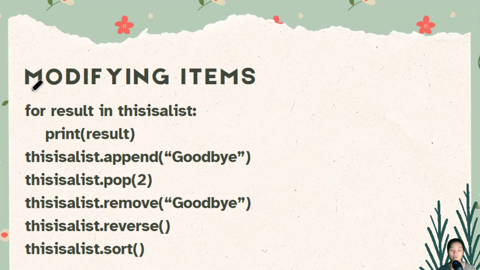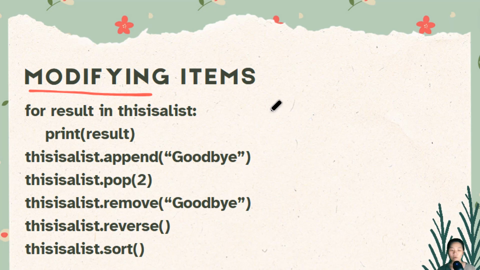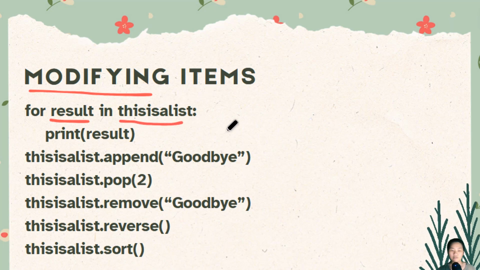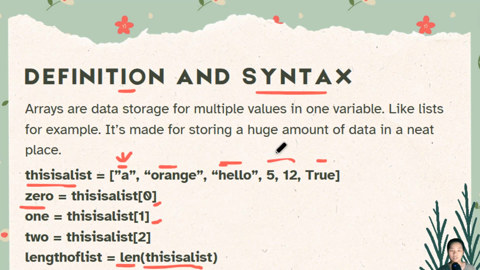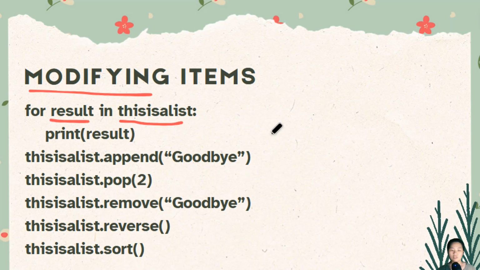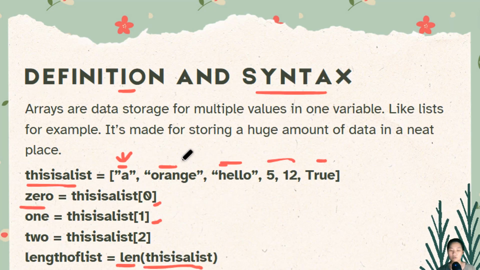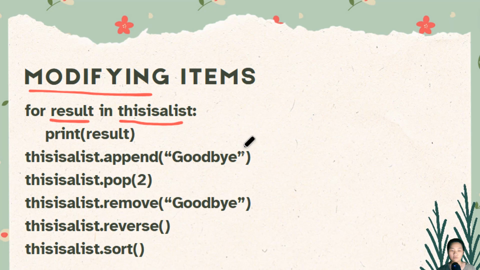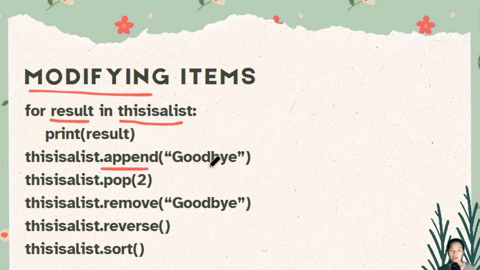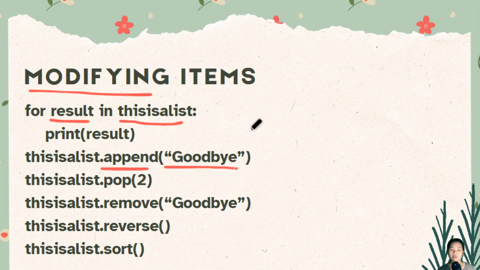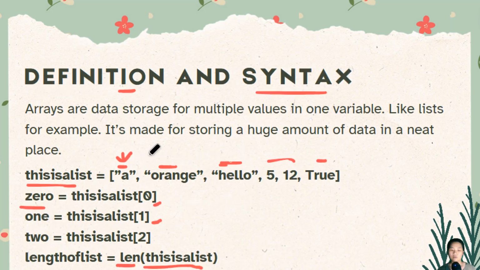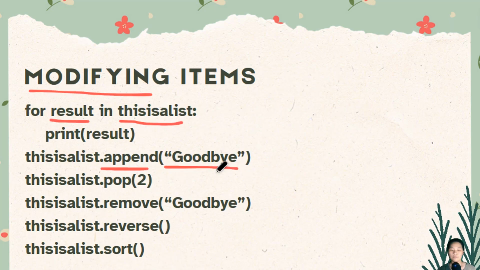Next up, to modifying items. Now, let's work with the for loop first. For result placeholder, you can use X, Y, Z, whatever you want. And this is a list, the variable that I've shown you over here. Print result. So this is going to go through A and then orange and then hello and so on and so forth. Now, with the append is adding. This is how you add another value to the array over here.